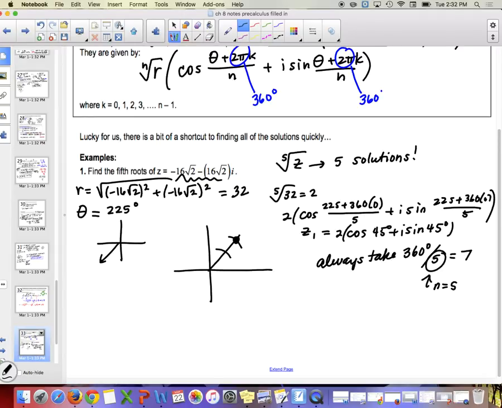360 divided by 5 is 72. So what we do now is we go from that solution and we're going to go out 72 degrees for all the other ones. Basically you're taking the 45 degrees and adding 72 to it, and then adding 72, add 72, add 72, until we get 5 solutions. Do you guys understand that?